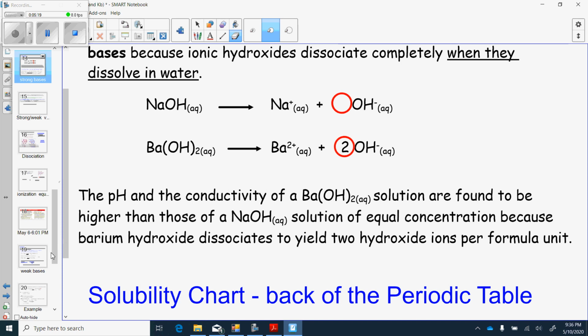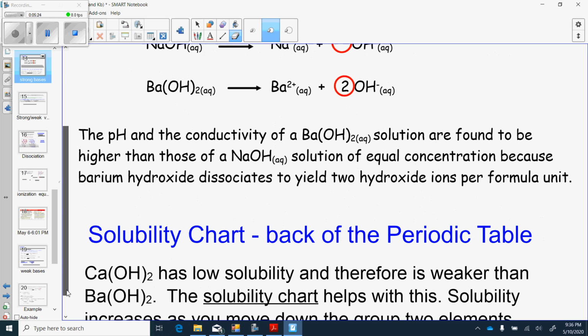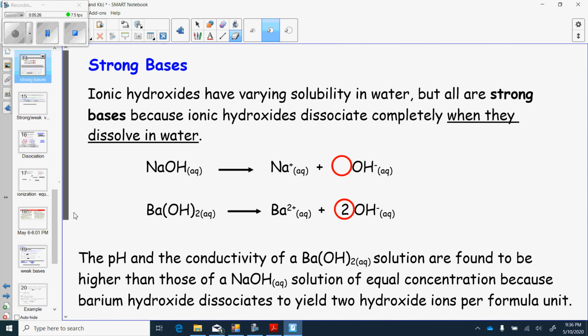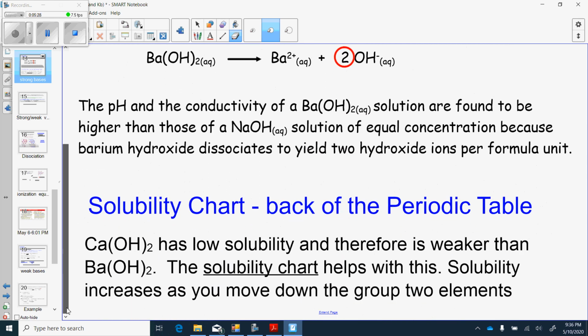I do want to point out here, just for your chemistry knowledge, the solubility chart is important when you're talking about strong bases, because if you look on the solubility chart on the back of your periodic table, and for instance, we'll take a look at calcium hydroxide and barium hydroxide, both of them, because calcium and barium are in the same family, group 2, you'll have a subscript of 2 here for your hydroxide.